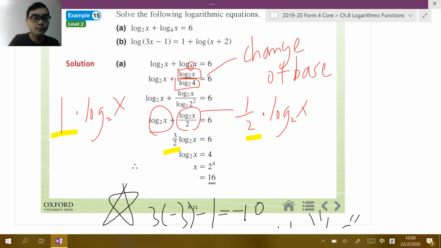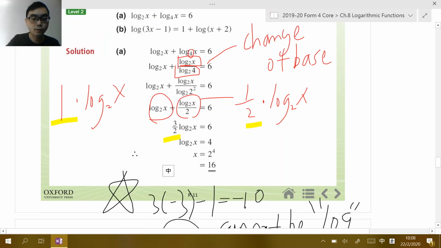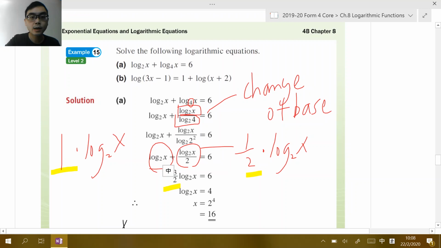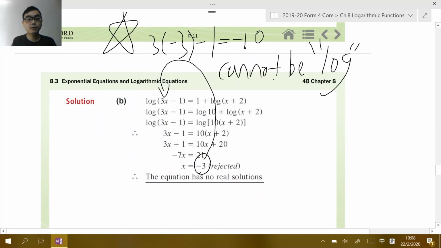So the last one is what I wanted to say before: why do we have to check the answer? Now you can take a look at part B. You can see the equation is something like this: log bracket 3x minus 1 equals 1 plus log x plus 2. You can see this time the right hand side has the number 1, and the addition, the plus here. As I said, it's not easy to simplify the plus.